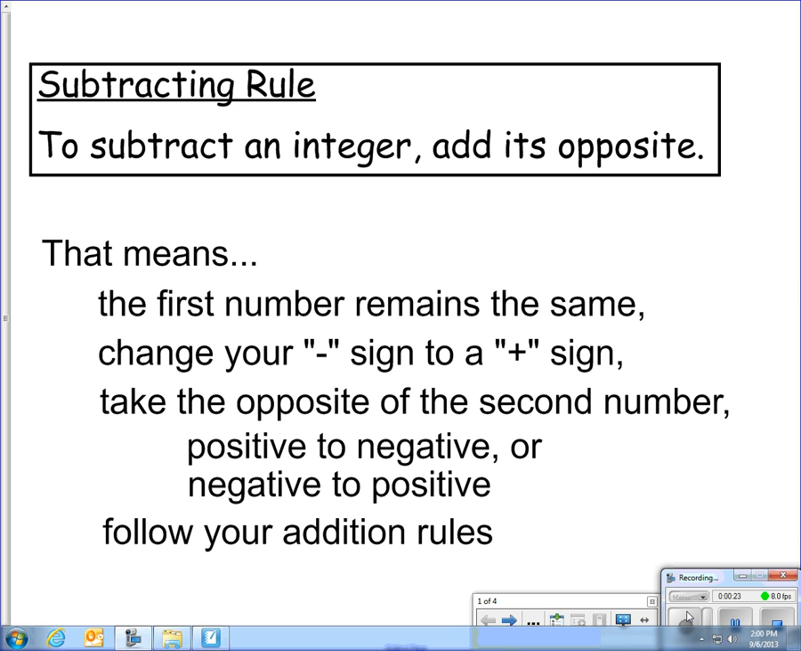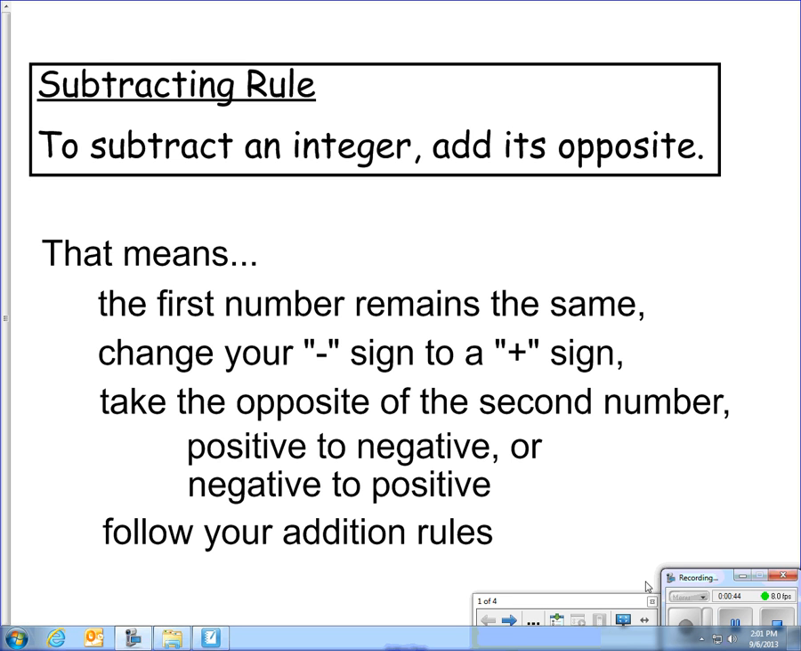And to subtract an integer, all you're going to do is add its opposite. So to subtract an integer, and again, by subtracting, I mean there's going to be a minus sign in the problem, you're just going to add the opposite. Okay, what does that mean? Well, down underneath, I have written what that means.